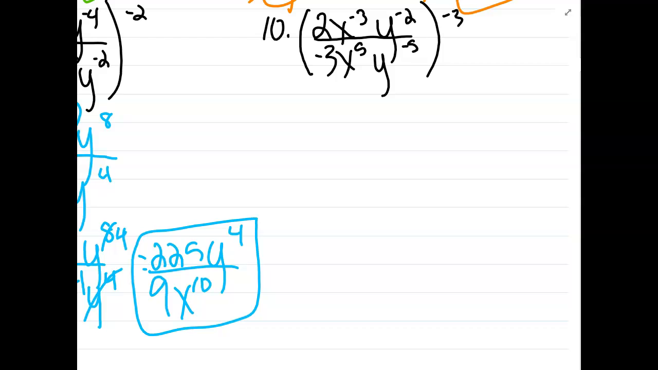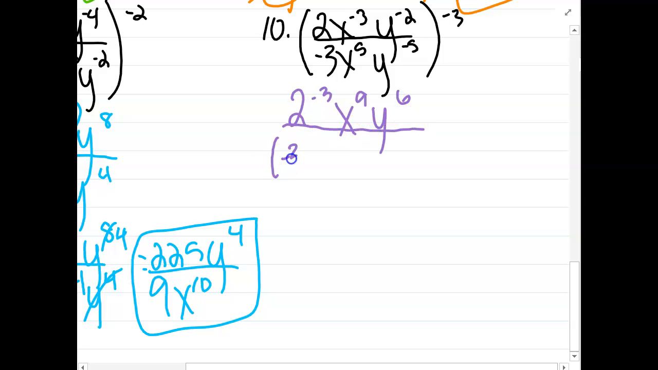Okay, personal preference. Get rid of the parentheses. Everything gets raised to the negative 3rd power. Now remember, when you're taking x to the negative 3rd to the negative 3rd power, or y to the negative 2nd to the negative 3rd power, you're going to be multiplying all of these exponents by negative 3. So we'll first take 2 to the negative 3rd power. We would get x to the negative 3 times a negative 3 would give me a positive 9. Y to the negative 2 times negative 3 would give me a positive 6.